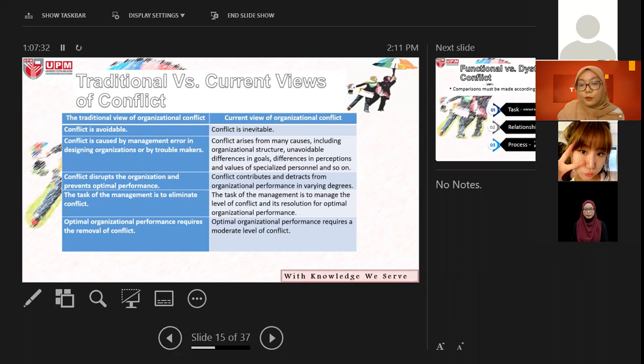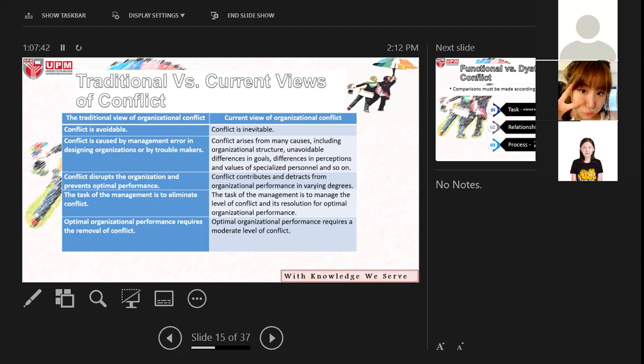But for the current view, optimal organizational performance requires a moderate level of conflict. Dia tak kata semua konflik perlu dibuang, but it requires moderate. Or at a moderate level, we need to maintain the conflict. Okay?